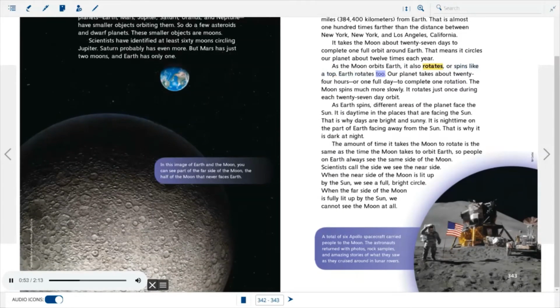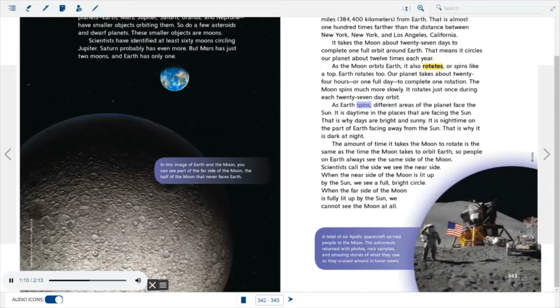Earth rotates too. Our planet takes about 24 hours, or 1 full day, to complete one rotation. The moon spins much more slowly. It rotates just once during each 27-day orbit.